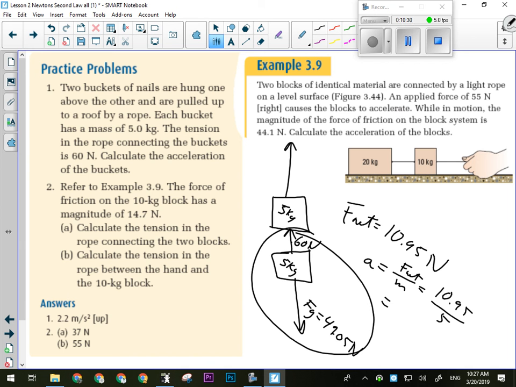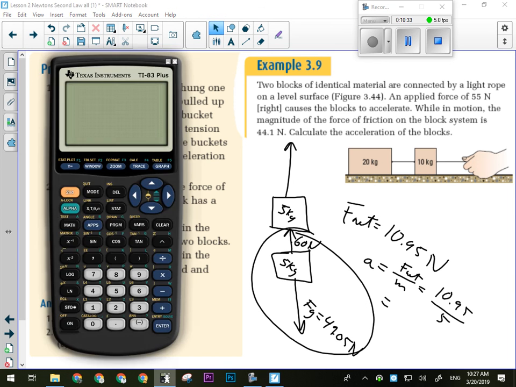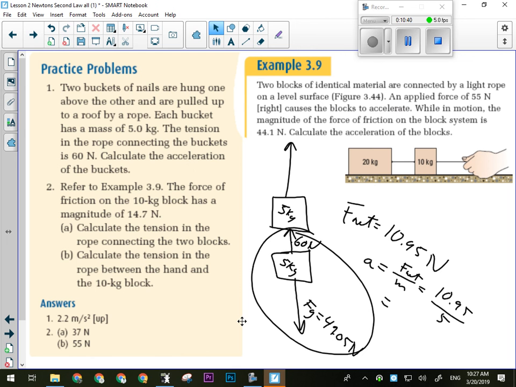2.19. Do I have 3 significant figures? I only have 2, so 2.2 then. Right. So the acceleration of both buckets is 2.2 meters per second squared up. Everybody all right with that one?